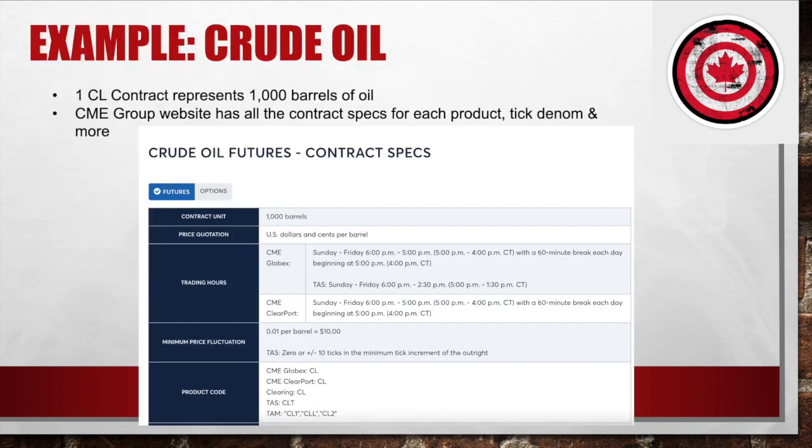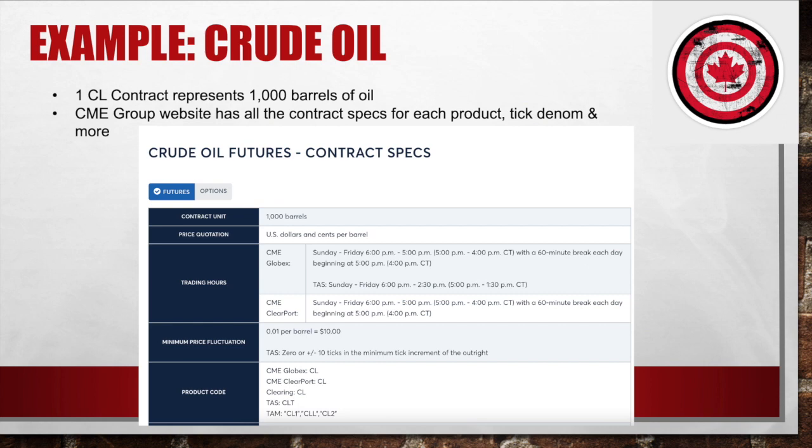So an example, crude oil: one crude oil contract, or CL, represents 1,000 barrels of oil. How would you know that? The CME Group website is a gold mine of information. Anything you need to know about a specific product, what the contracts are, go to the CME Group website and you can find it there.